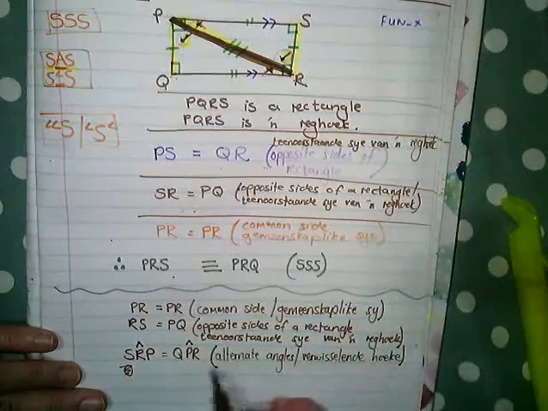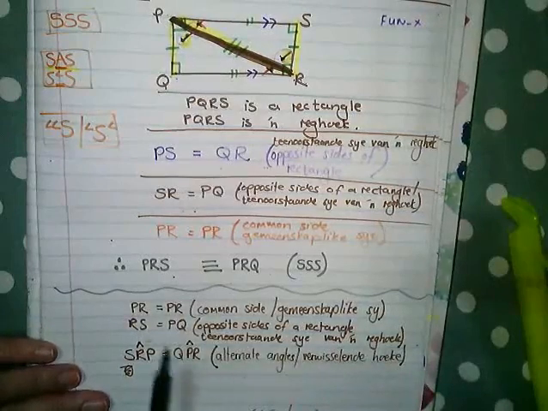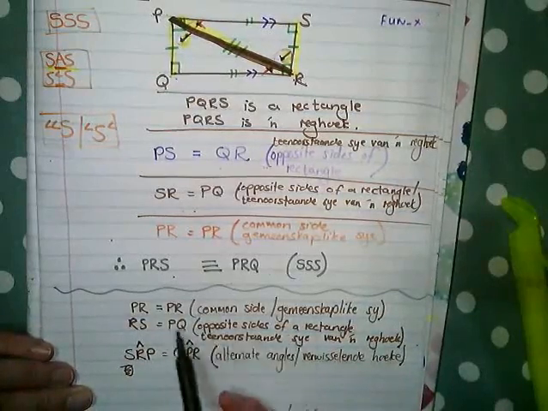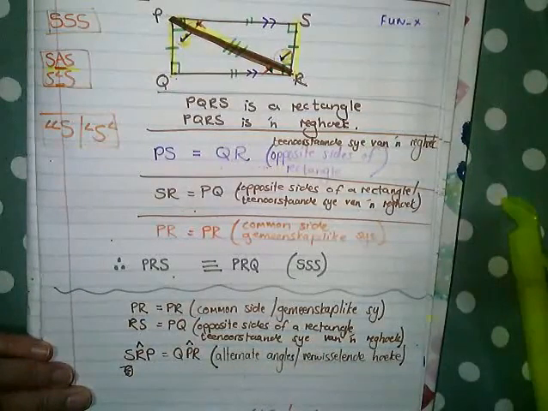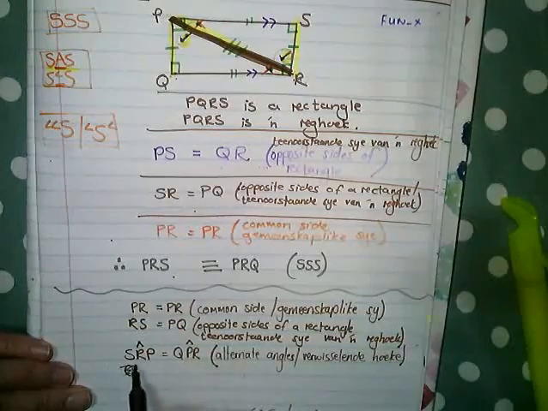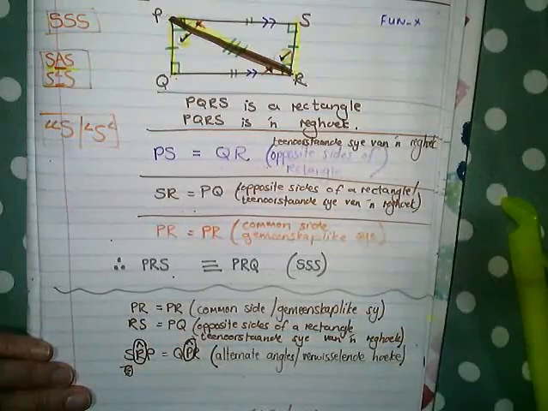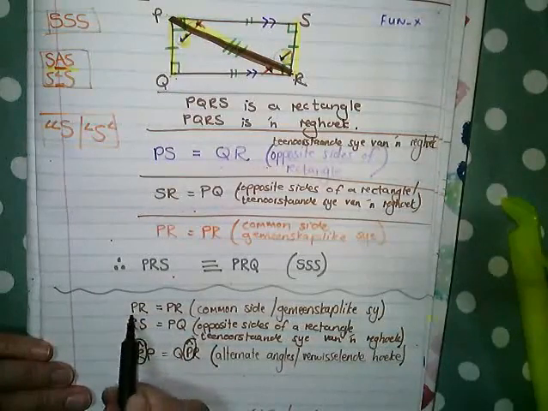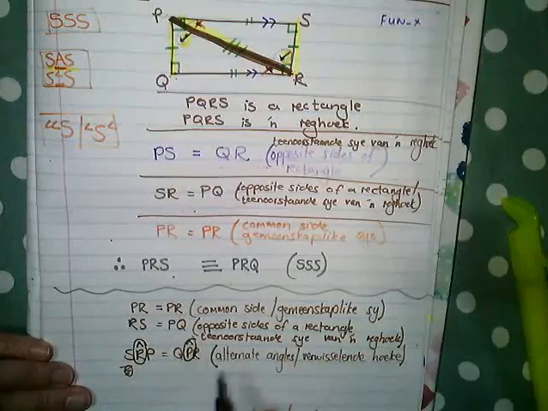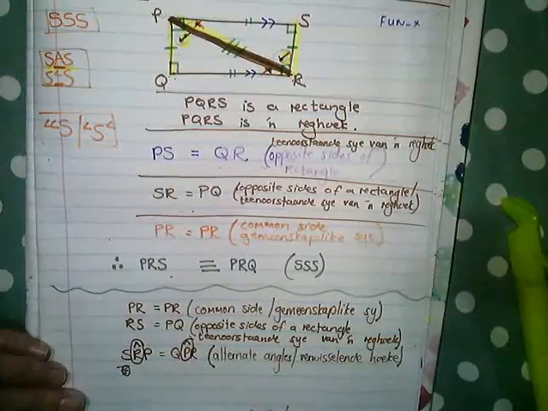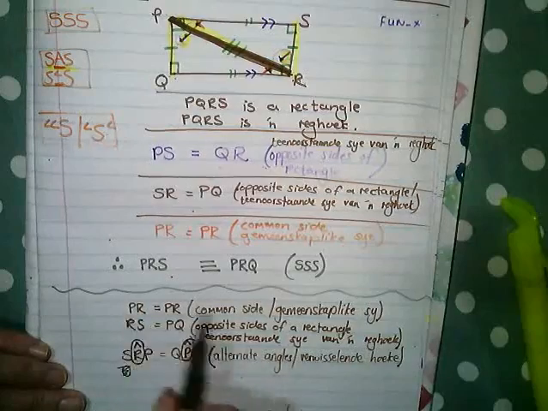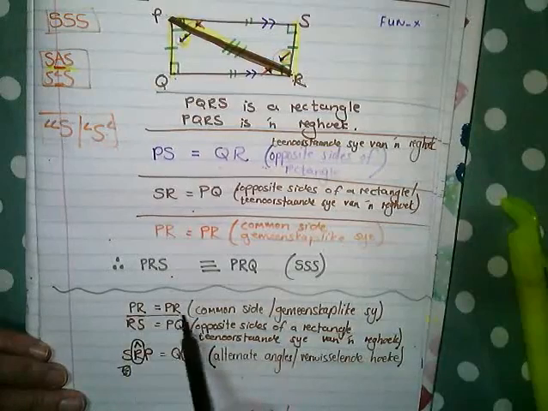You write down a reason why each angle or side are equal. Now we have established that P is equal to R. Okay? And that PR is equal to PR, which is a common side, and that RS is equal to PQ.